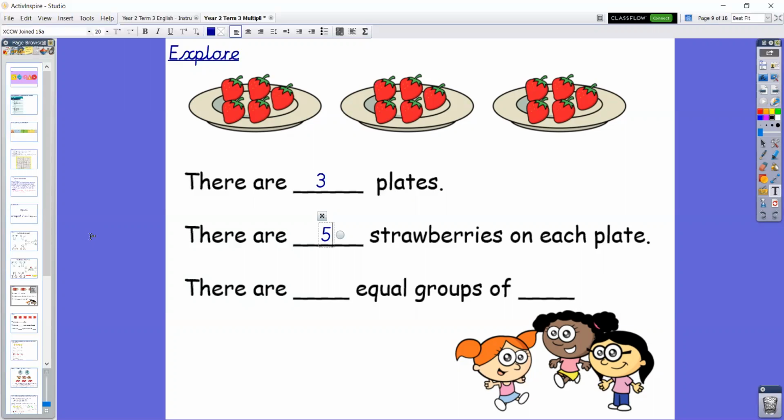I wonder how many equal groups there are if we're thinking about now explaining using our mathematical words. Pause the video and have a go with the person at home. Brilliant. So there are 3 equal groups of 5 because there are 5 strawberries in each group. Well done, Year 2.